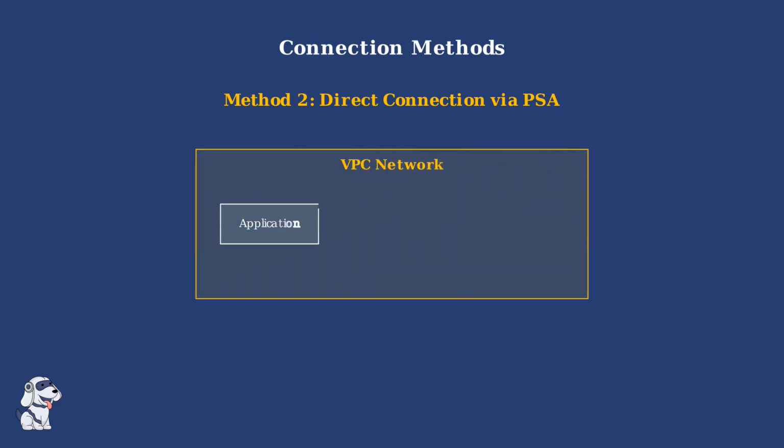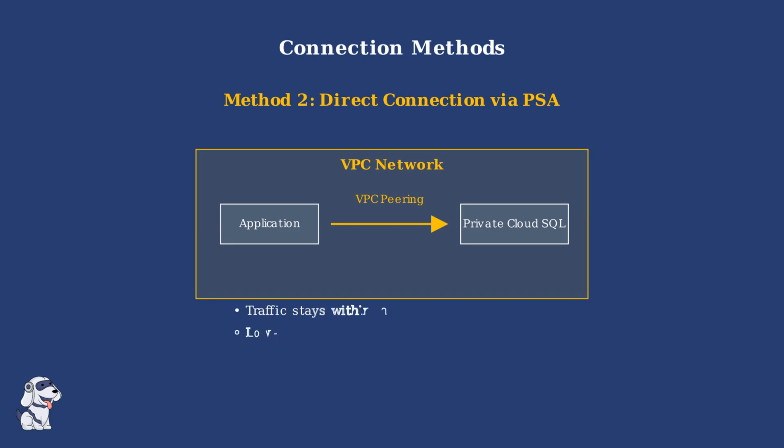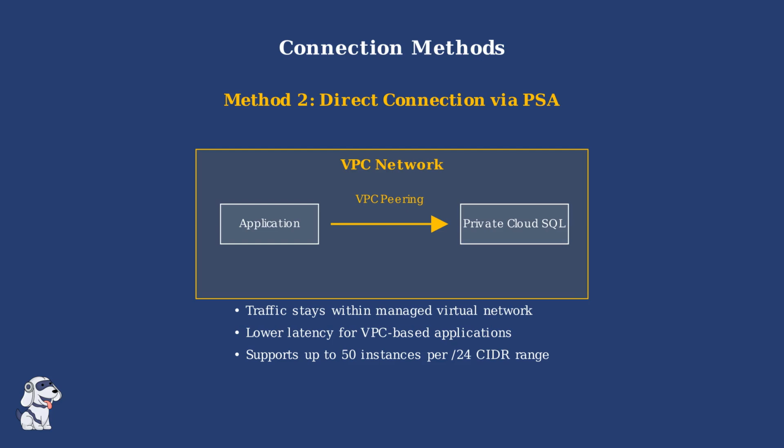Now let's examine the second method, direct connection through private service access. Private service access enables direct connections between VPC resources and private Cloud SQL instances through VPC peering. This approach keeps all traffic within Google's managed virtual network infrastructure. Direct connections via PSA offer several advantages. Traffic remains within the managed virtual network, providing lower latency for VPC-based applications, and can support up to 50 Cloud SQL instances per /24 CIDR range.